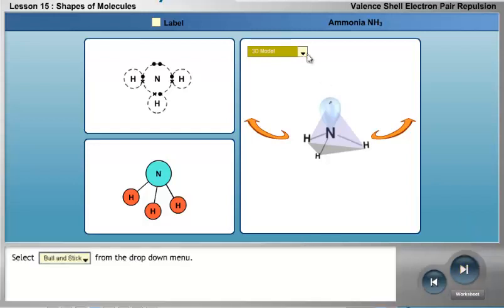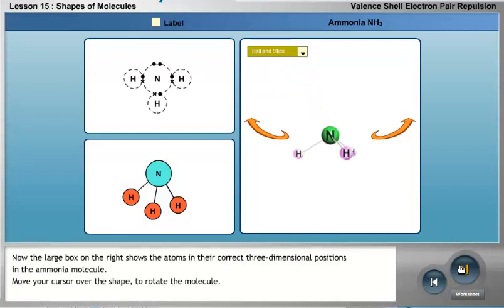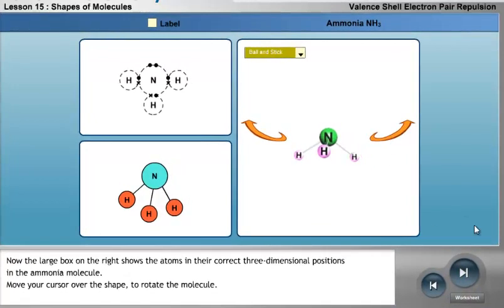Select Ball and Stick from the drop-down menu. Now the large box on the right shows the atoms in their correct 3-dimensional positions in the ammonia molecule. Move your cursor over the shape to rotate the molecule.